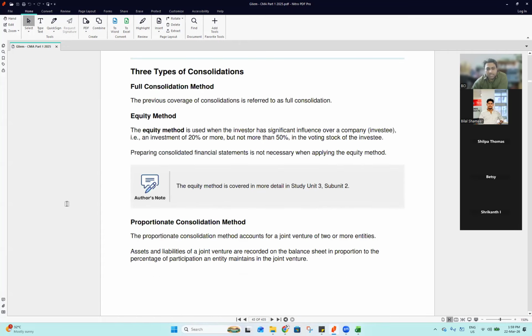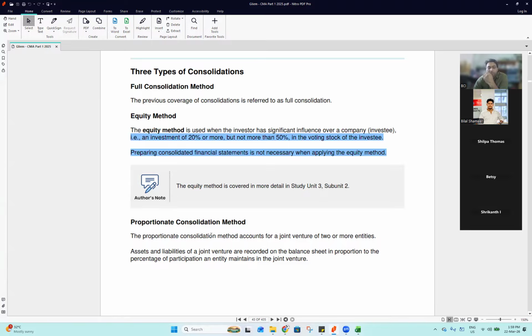Three types of consolidations are there. One is full consolidation, which we discussed right now. Then the equity method, where we discussed this before, right? If you are holding 20 to 50% shares, how we will record the transactions. Equity method is used when the investor has significant influence over a company, an investment of 20% or more, but less than 50% of the voting stock of the investee. Then we are required to follow the equity method. Now, preparing consolidated statements is not necessary when applying the equity method.